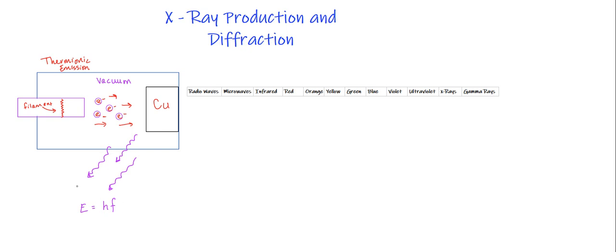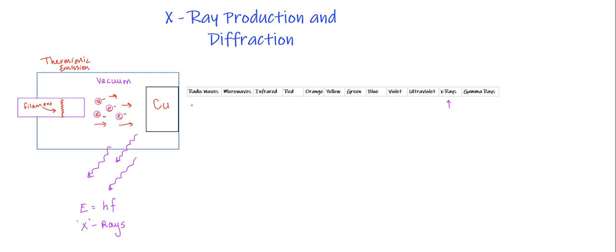And he termed these photons, or these rays over here, X-rays, because, as we always say, when we have something unknown, we refer to it as X. And he said, well, I'm going to call these X-rays because I don't know what they are. And the name stuck, and now it's part of the electromagnetic spectrum right over here.